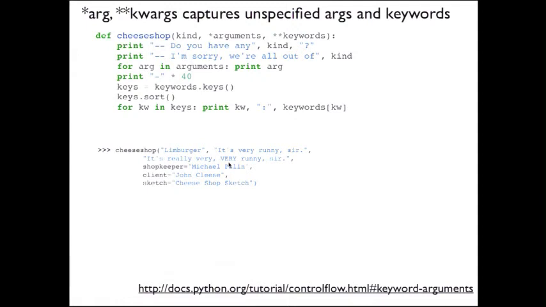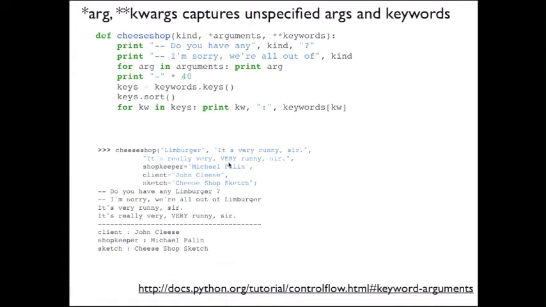So now when I run this, I basically just created a little part of the dialogue. Do you have any Limburger? I'm sorry, we're all out of Limburger. It's very runny, sir. It's very, very runny, sir. And it tells me a little something about what's in this sketch. If I called this again with a different cheese and a different response, I could set a different number of arguments and a different number of keywords.